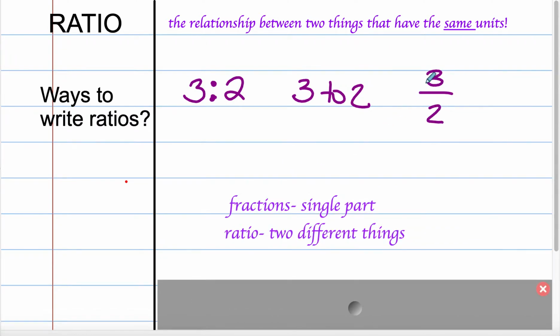So you got to remember, a fraction is a single part. This would be like 1 and 1/2 of something. But a ratio is 2 different things. 3 dogs, 2 cats. They're 2 different things. You can't do 1 and 1/2 cat dog.